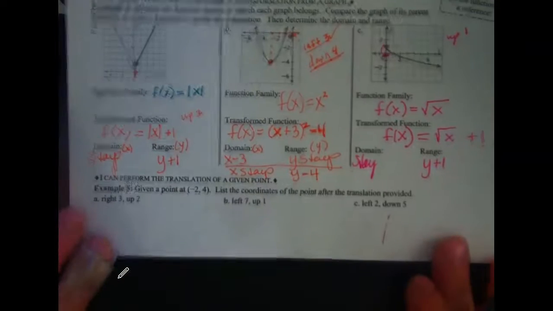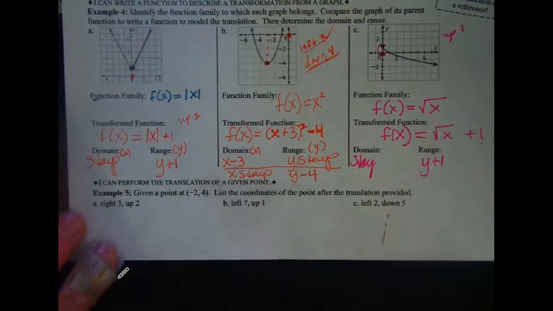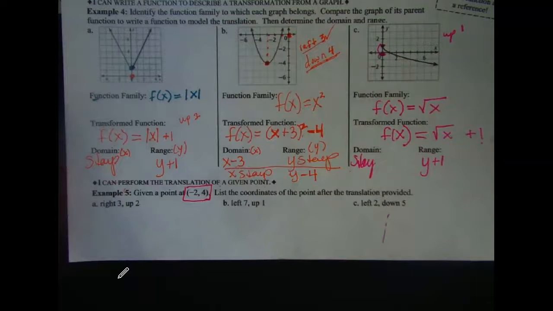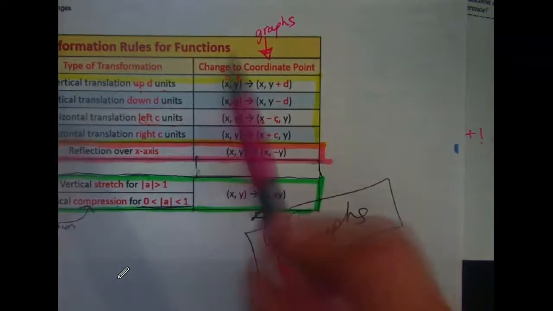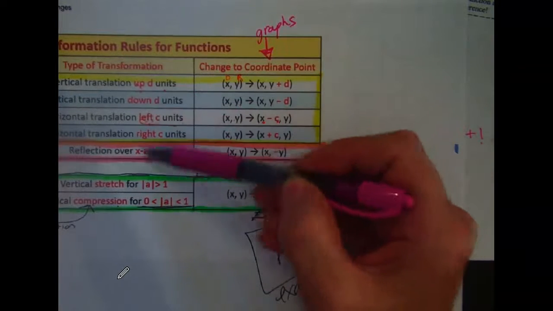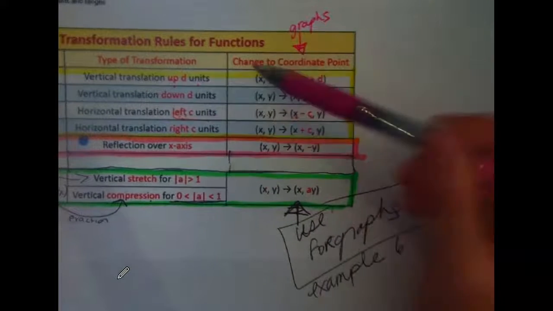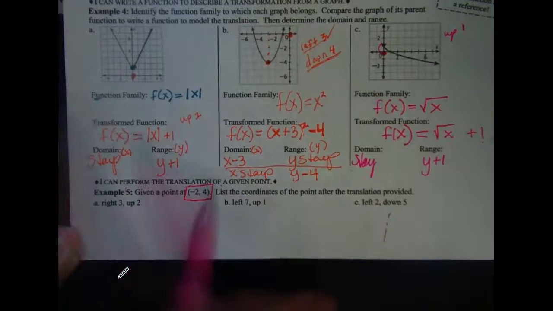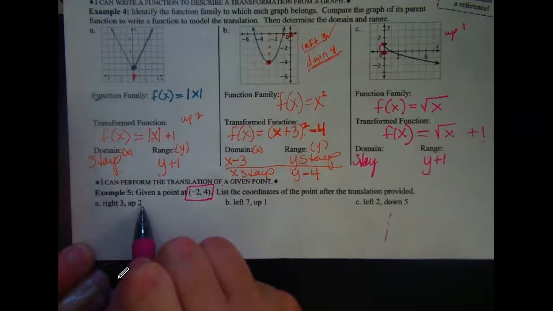All right, now the last part, performing the translation of a given point. So we're going to use the given point of -2, 4, and we're going to do these moves. And this is where this chart here comes in handy. We're going to look for the words up, down, left, right, reflection, maybe stretch, compress. We'll just see what it says, and then we will follow this chart to see what we do. So the first one just says right 3 and up 2.